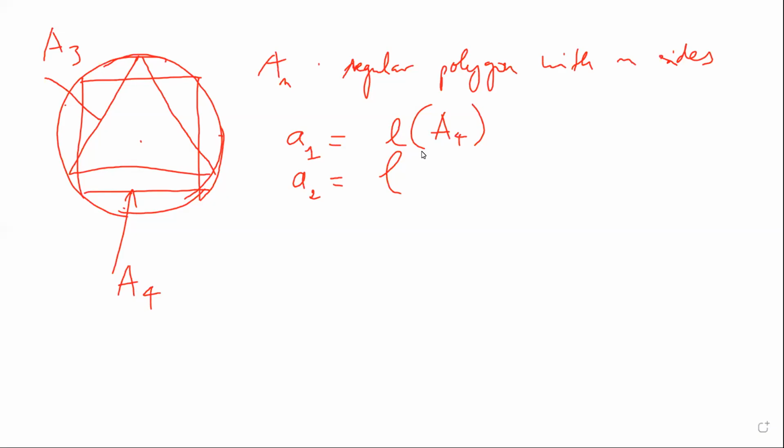And then a2 is the perimeter of the octagon, the one with 8 sides, and so on. So in general, an is going to be the length of the polygon with 2 to the n plus 1 sides.